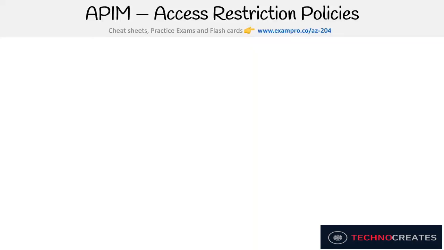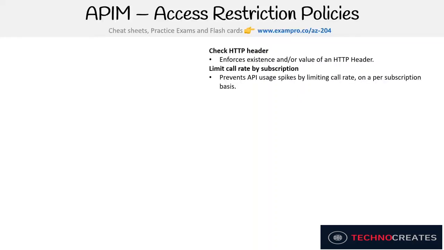We're starting with access restriction policy. So the first is check HTTP header, so enforce existence or value of HTTP header. Then we have limit call rate by subscription, so prevents API usage spikes by limiting call rate on a per subscription basis. That's pretty cool. When you look at other providers like AWS, where they have API Gateway, there is like a fixed limit on there. I don't remember there being any kind of policy to do that, so I like how you have the flexibility there to choose. Hopefully it's on there by default in that base. I don't know.